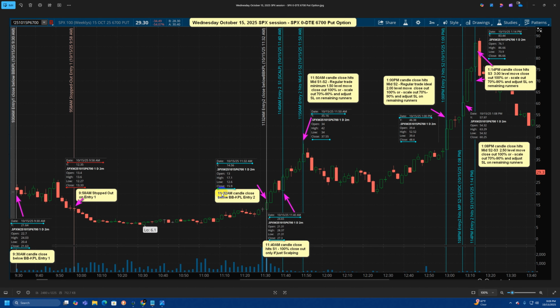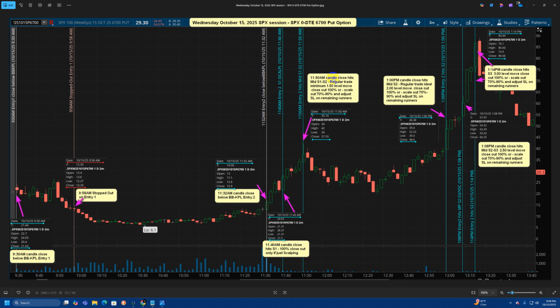Okay, so here is the 11:32 a.m. candle close below BBKPL. So this is put entry number 2, $15.90 on that candle close. Here's the 11:40 a.m. candle where it hits S1. So that's if you're just scalping. The close of that candle was $27.30. So if you were just scalping, then that would have been your profit on that, the difference between the $15.90 and the $27.30.